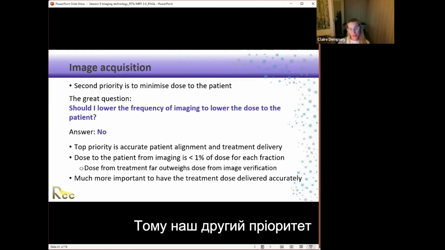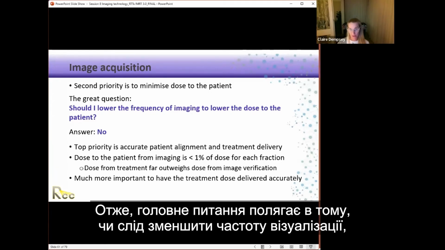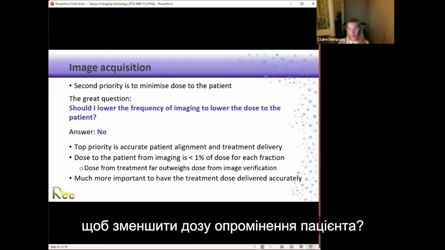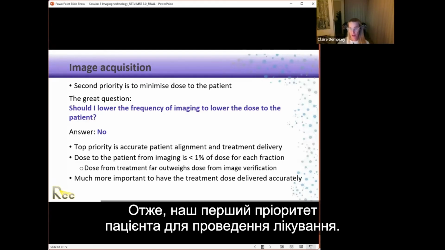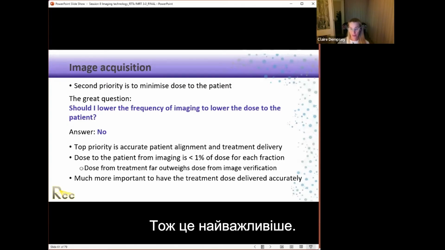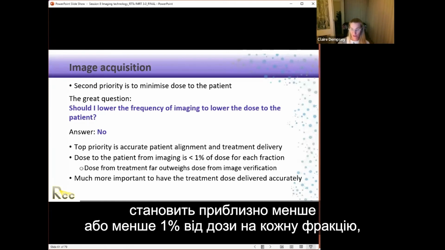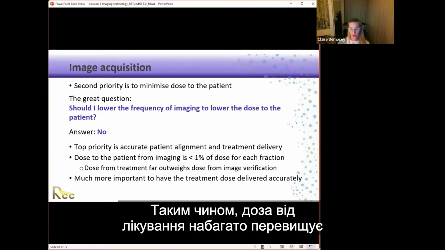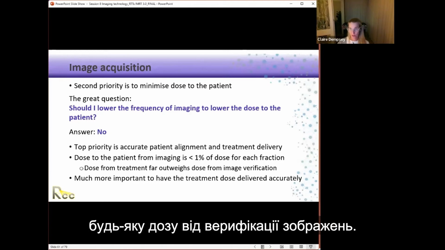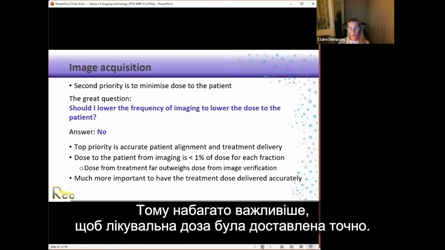Our second priority is to minimize dose to the patient. So the big question is, should I lower the frequency of imaging to lower the dose to the patient? The answer is no. Our first priority is accurate patient alignment for treatment delivery. This is the most important thing. The dose to the patient from imaging is less than 1% of the dose for each fraction that the patient is being treated for. So the dose from the treatment far outweighs any dose from the imaging verification. It's much more important to have the treatment dose delivered accurately.